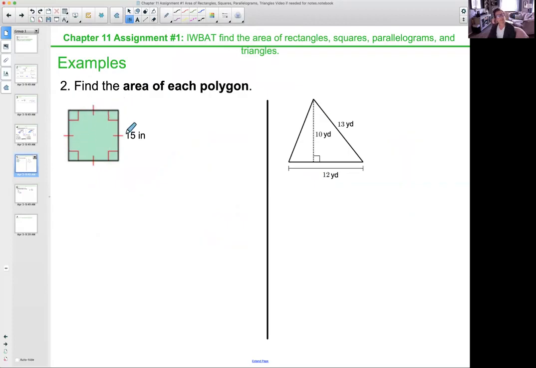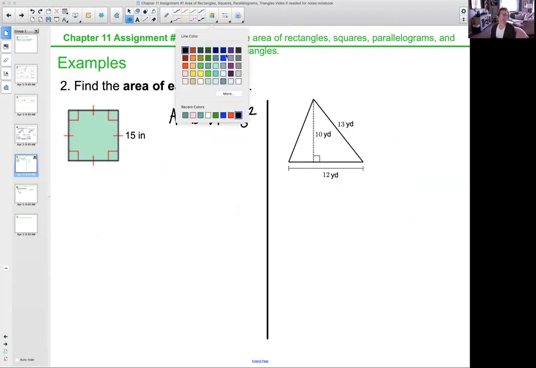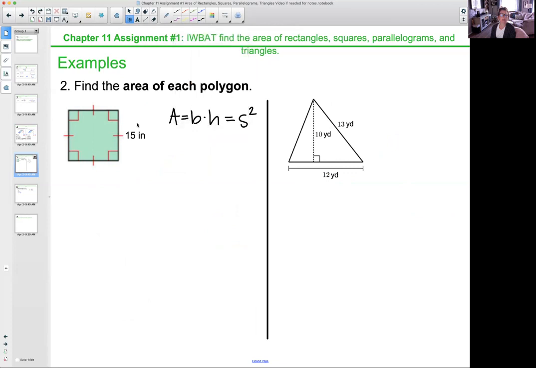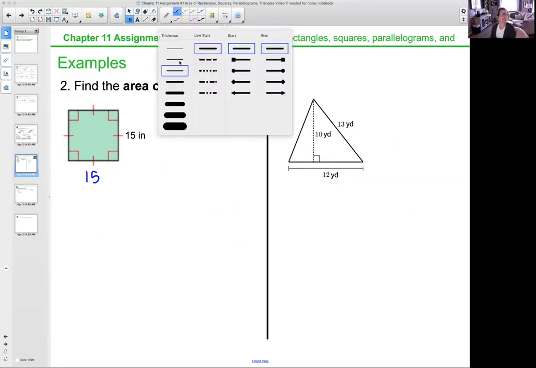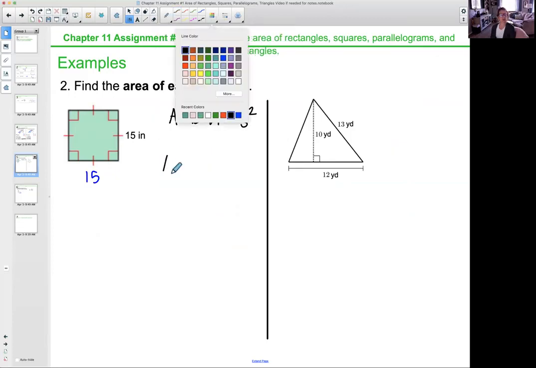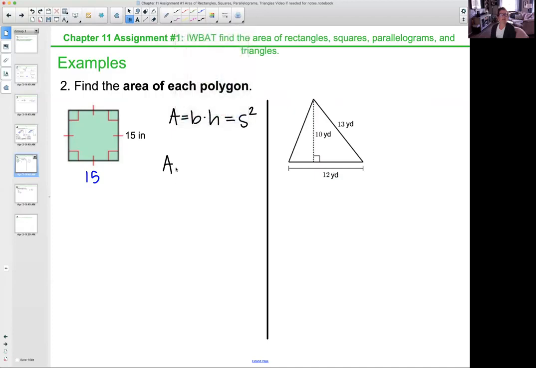Looking at these next two examples, this first one is a square. Again, same formula as a parallelogram. You can write down base times height, or you can write down side squared, whichever you want to do, because we know that if the height here or this side is 15, then this one is 15 also. So they're both going to be 15.